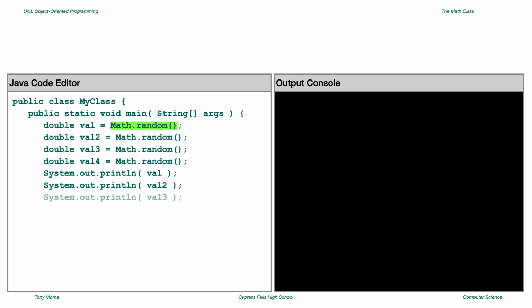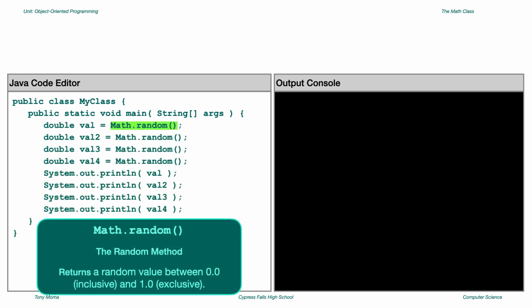Next, we have Math.random, the random method. This method returns a random value between 0 inclusive and 1 exclusive. Now notice we called the random method 4 times in this program. Because it's producing a random number every single time, we're going to get a different number every single time, even though we're calling the same method. Hence, when we execute the program, we get something like this. We get 4 random values between 0 and 1.